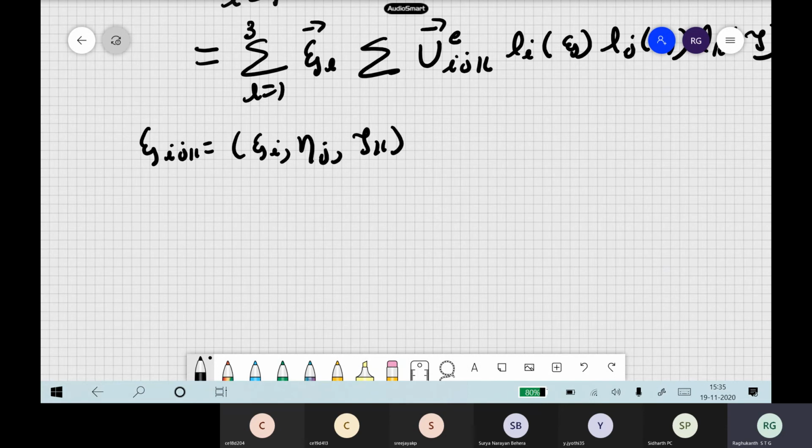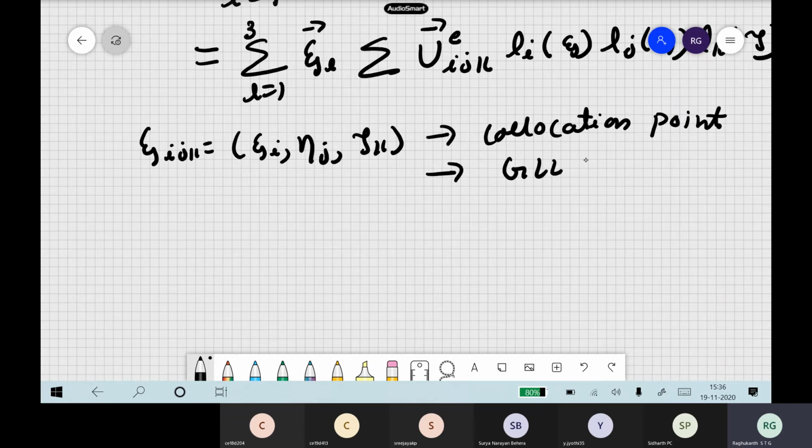So these are all, you follow, right? These are what we call the collocation points. And in spectral elements, we take these collocation points the same as the GLL points also. So this is also a very important thing that we do.